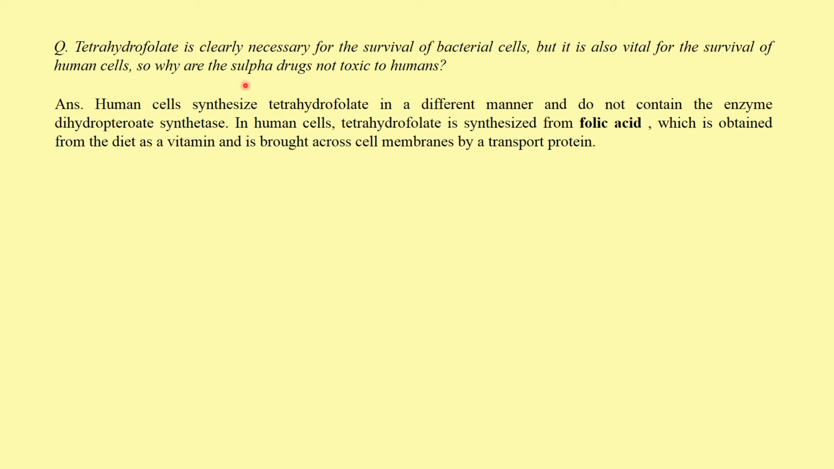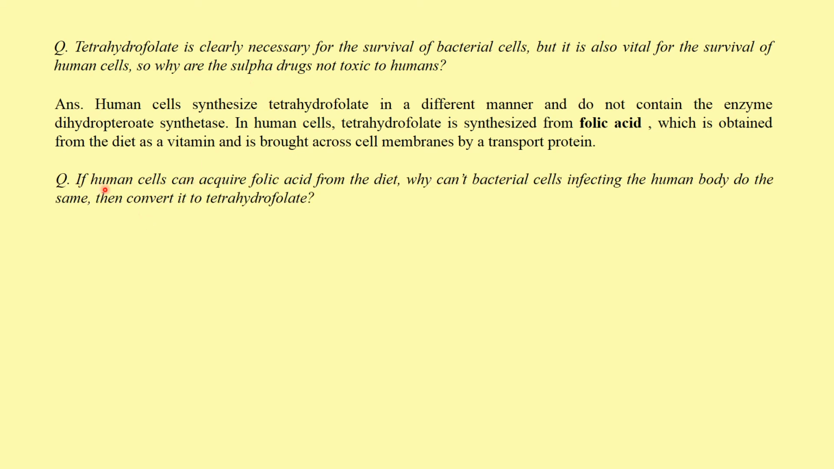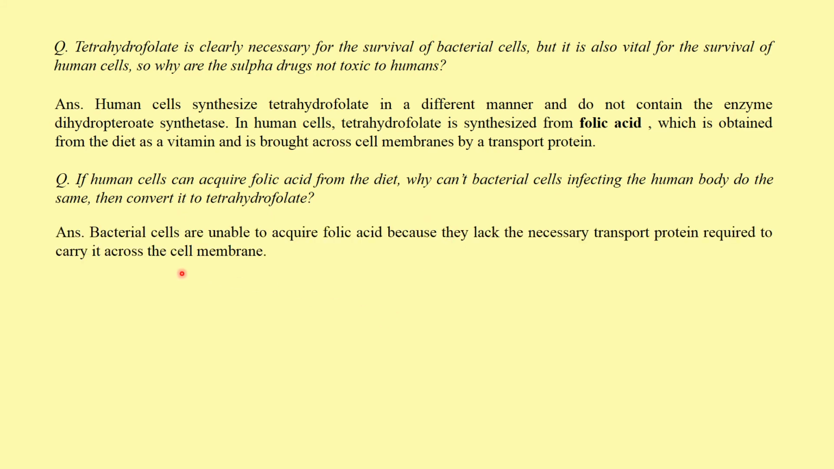Now comes question number two. If human cells can acquire folic acid from the diet, why can't the bacterial cells, which are infecting a human body, do the same? It's a valid question, and they could also acquire it. The thing is that the bacterial cells do not have the necessary transport protein.